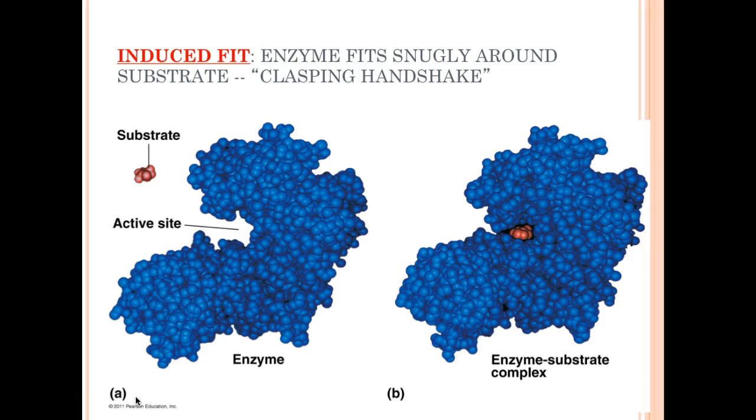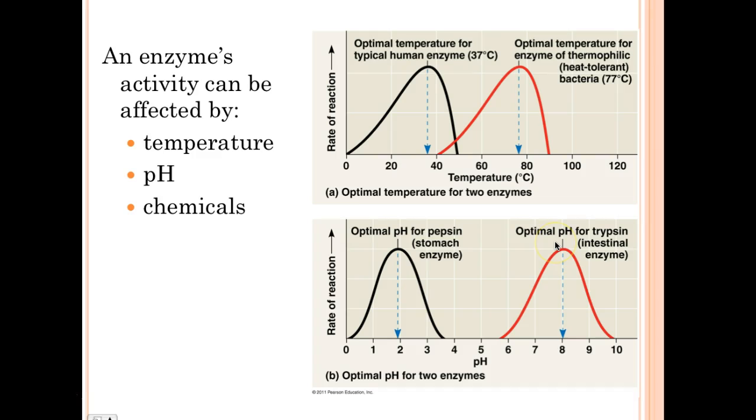So what we see here, we finished with the induced fit model, which basically what you could see is the substrate is going to enter the enzyme at the active site, and the enzyme will fold itself around the substrate there, and that's where we get that induced fit. So the enzyme fits snugly around the substrate, kind of like a clasping handshake.